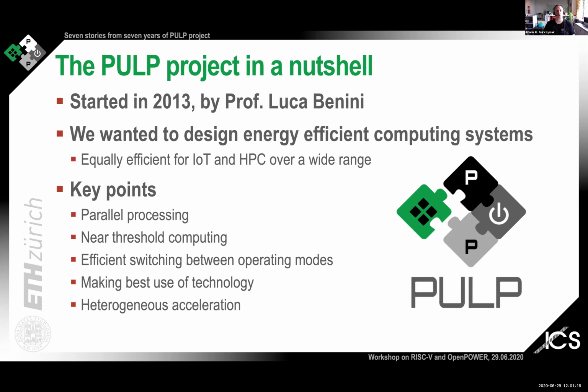And first I have to give you a brief summary of what happened. So the PULP project started in 2013 with the appointment of Professor Luca Benini to ETH Zurich. And we wanted to design energy efficient computing systems, and not only for one part, so we wanted to be equally energy efficient for IoT and HPC and all the ranges in between. The key points that we were looking at were parallel processing, near threshold computing, efficient switching between different operating modes, making best use of technology, and of course, heterogeneous acceleration. So out of these ideas, the project started. We called it PULP, Parallel Ultra Low Power. It was a catchy name, we liked it, we kept it.